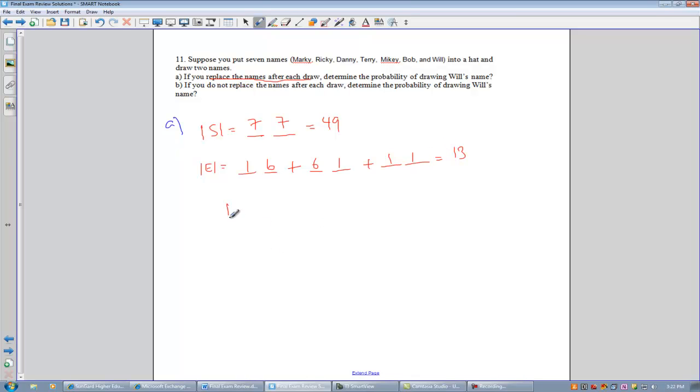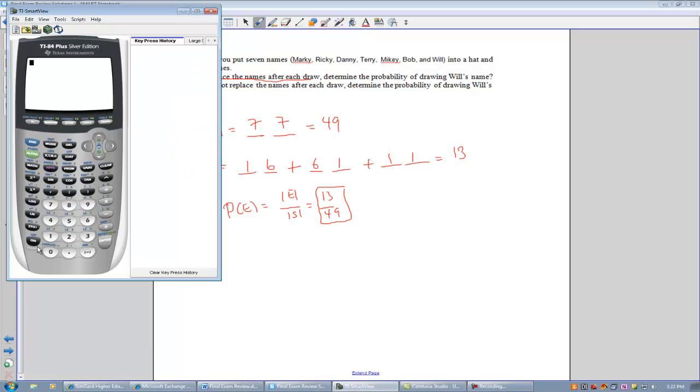So the probability that you draw Will's name, if you replace names after each draw, is equal to the number of things in E divided by the number of things in S. And so you get 13 over 49. And so that's my answer. You can check this on your calculator to see what the percentage would be. 13 divided by 49 gives about 26.5%.